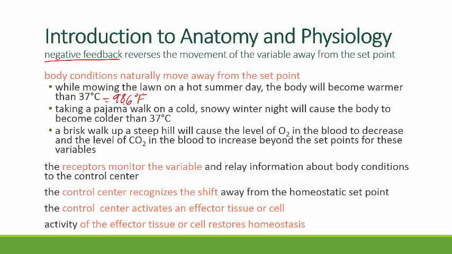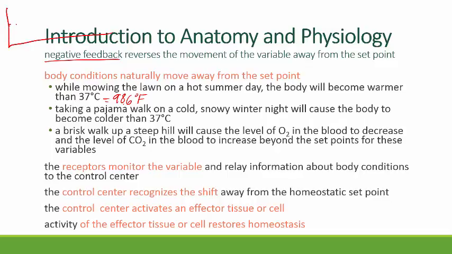And so the control center will make a decision about what to do, and it will activate an effector tissue or cell. And as the cell or tissue changes its activity in response to the message from the control center, the effector will restore homeostasis in the body. And we call this process negative feedback. Let's think of body temperature here.